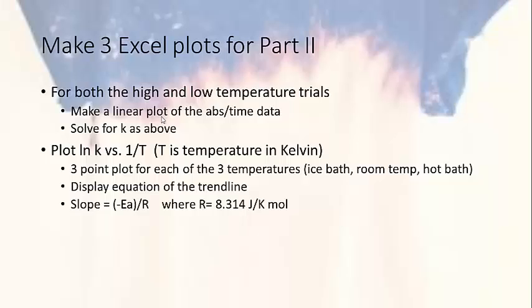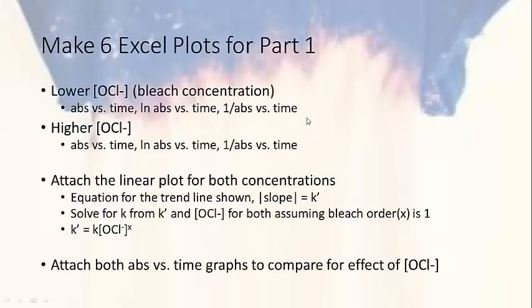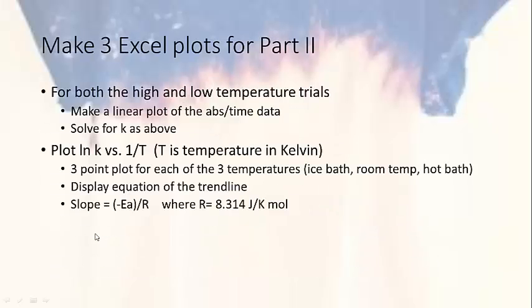And you will put a trend line, you will request the equation for that trend line, and the slope will help you find K again. Okay, so you'll do the same exact thing, find K prime from the slope, and then solve for K for the other two plots. Now you have three temperatures with the lower concentration of bleach reaction: 0 or close to 0 ice water bath, room temperature, and the warm water bath. So you have three different Ks that you solve from K prime.